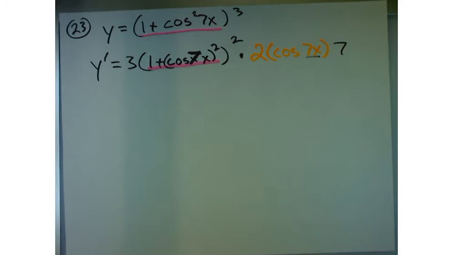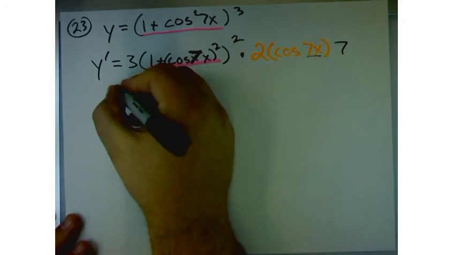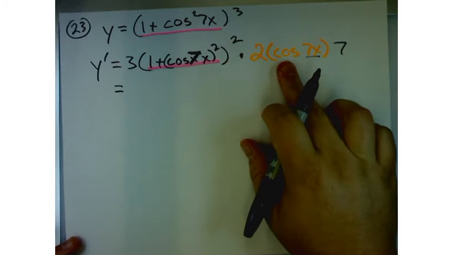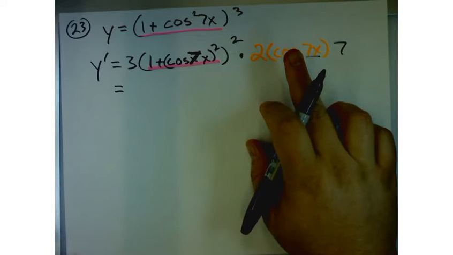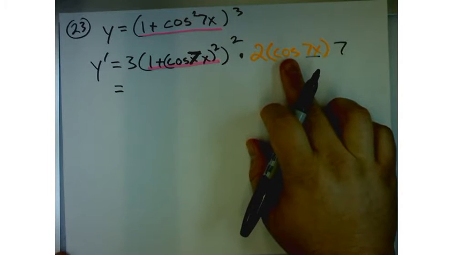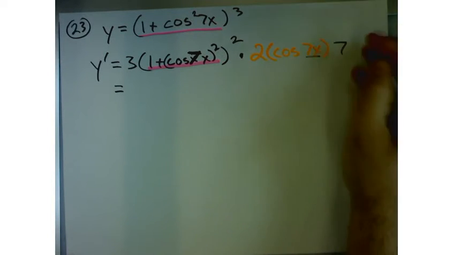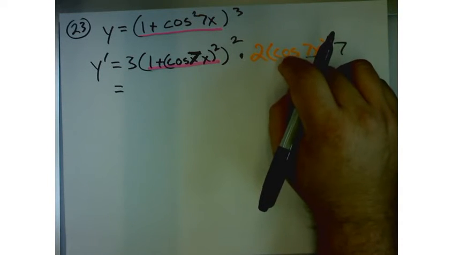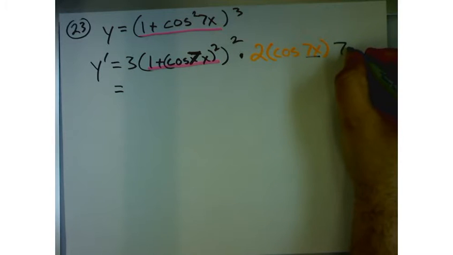Let me double check. Why do you take the 7? 3 times 2 times 7, which is 42. And oh, I forgot. It's the stuff, but then I have to do the derivative of that, which is I've got to tack on the derivative of cosine, which is what? Negative sine. So it's negative sine of 7x. And then I've got to take the derivative of the 7x, which is where I get the 7 from.